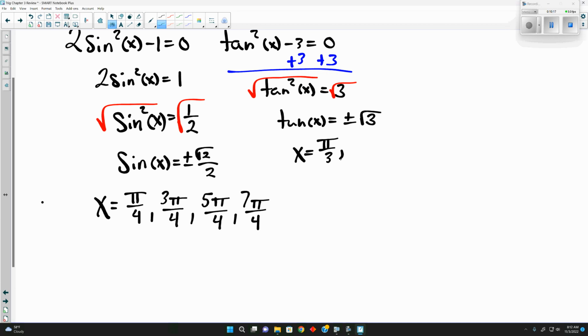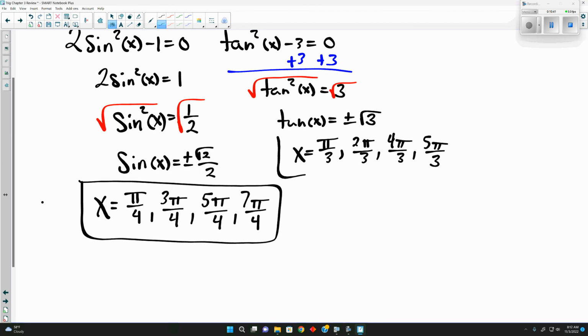And kind of a cheat with that one is really the rest of them are going to be with the 3 underneath, because all the 60 degrees or pi over 3 have that. And since it's the positive negative case, we're taking all of them. So 2 pi over 3, 4 pi over 3, and 5 pi over 3. So we actually have 8 answers for this here.